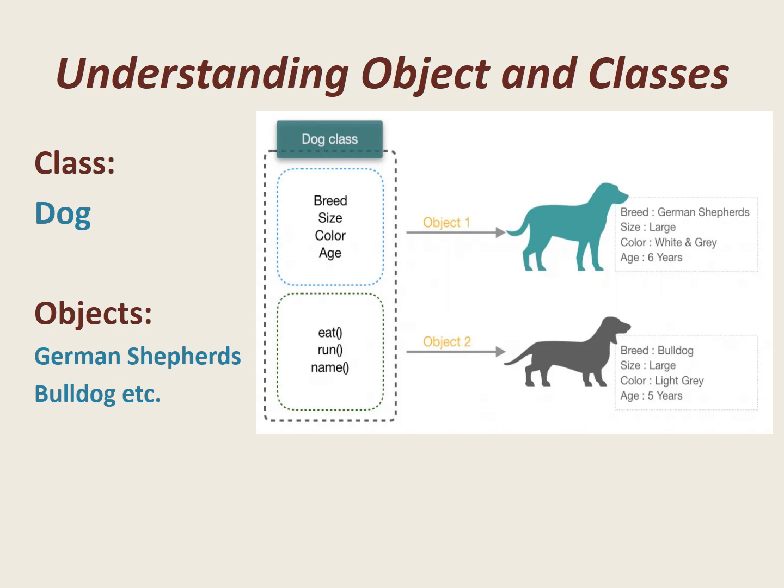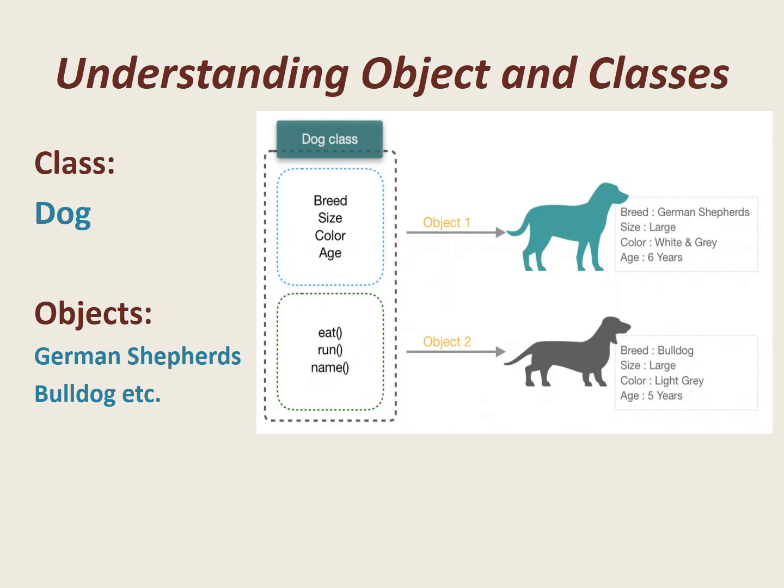And I have told you earlier that every class and its objects possess some behavior and characteristics. Those characteristics are referred to as variables in programming language, and behavior is referred to as functions in programming language. So here we can say that breed, size, color, age are the names of the variables that belong to the objects German Shepherd and Bulldog.